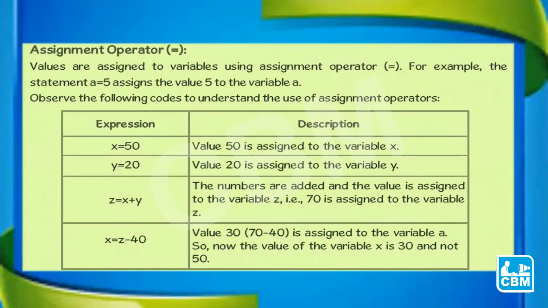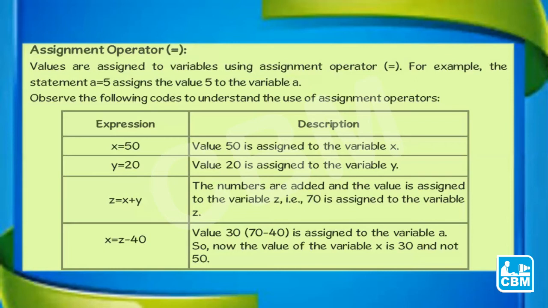Assignment operators are used to assign certain values to the variables. For example, the statement a is equal to 5 is used to assign the value 5 to the variable a. The expression x is equal to 50 can be used to assign the value 50 to the variable x. Similarly, value 20 can be assigned to the variable y by using the expression y is equal to 20. Now, if we write z is equal to x plus y, then the numbers assigned to x and y variables are added together and the result is assigned to the variable z. That is 50 plus 20, 70 is assigned to variable z.